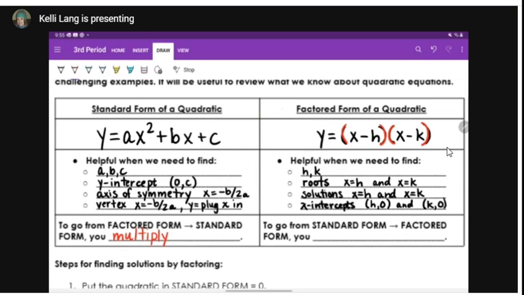Now let's imagine we wanted to go in the other direction, from standard form into factored form. This is the exact reverse process. The reverse process of multiplication is factoring. So the process we use to go from standard form into factored form is that you factor. And hopefully that's pretty easy to remember because it's how we get into factored form. You factor to get into factored form.